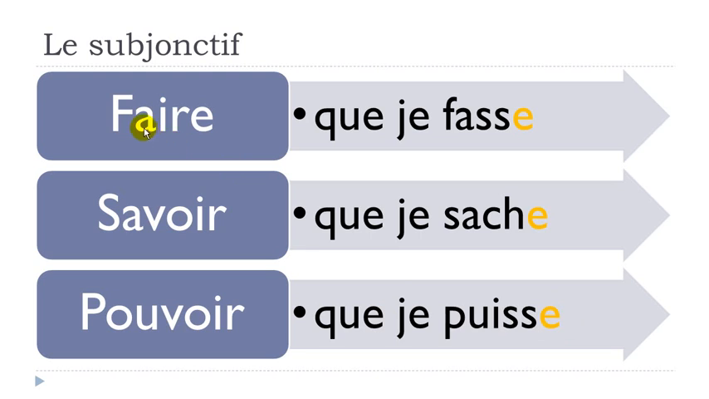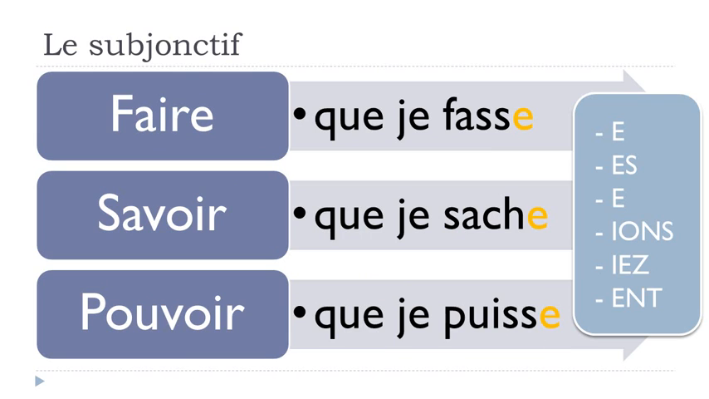Okay, so remember, faire, to do, que je fasse; savoir, to know, que je sache; pouvoir, can, que je puisse. All right? And then, of course, the endings: es, ions, iez, ent.